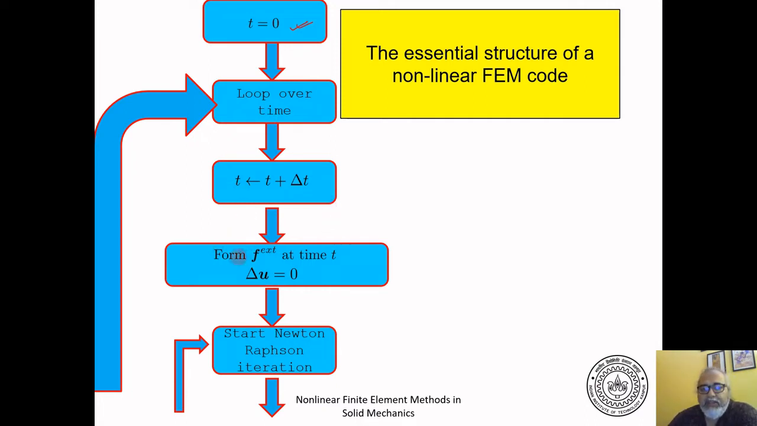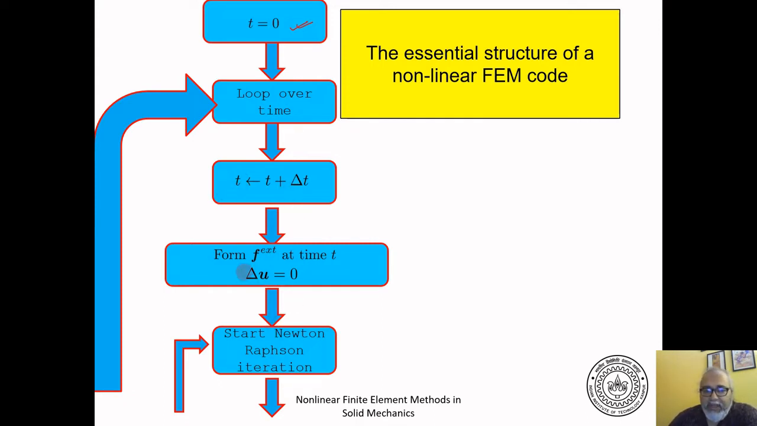time and form the external force vector based on the body forces and surface tractions and forces that you have applied at time t. Form the external force vector, set delta u equal to 0. Delta u is the quantity that we are going to solve in this time loop. So delta u is the increment in displacement between time t and t plus delta t.